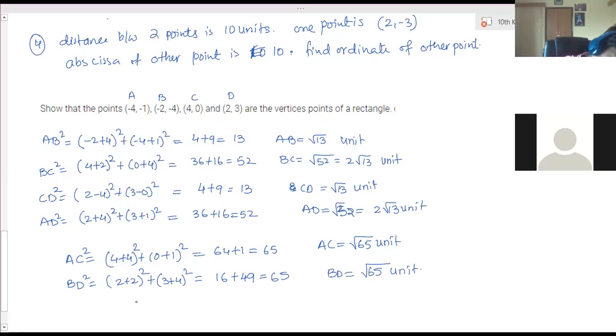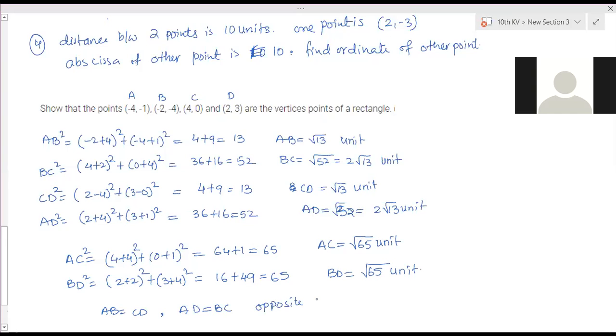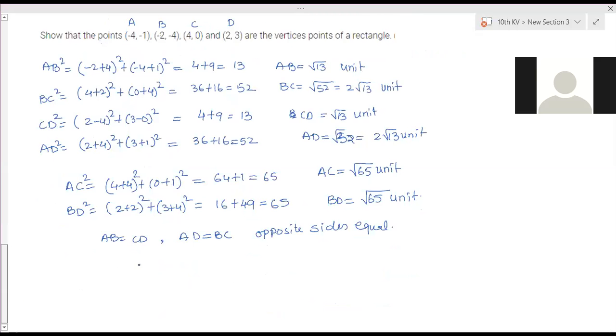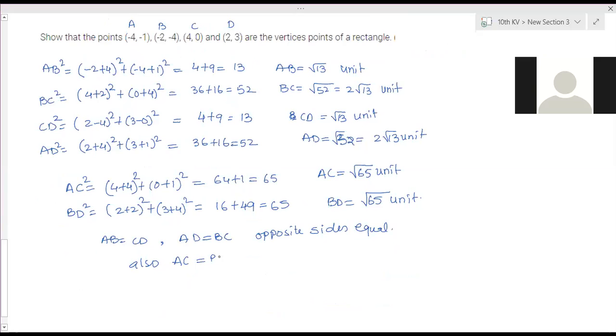That means we have shown that AB is equal to CD, AD is equal to BC, opposite sides equal, and also AC is equal to BD, diagonals equal. Therefore, ABCD is a rectangle. You have to write all these things. Clear? Yes, ma'am.